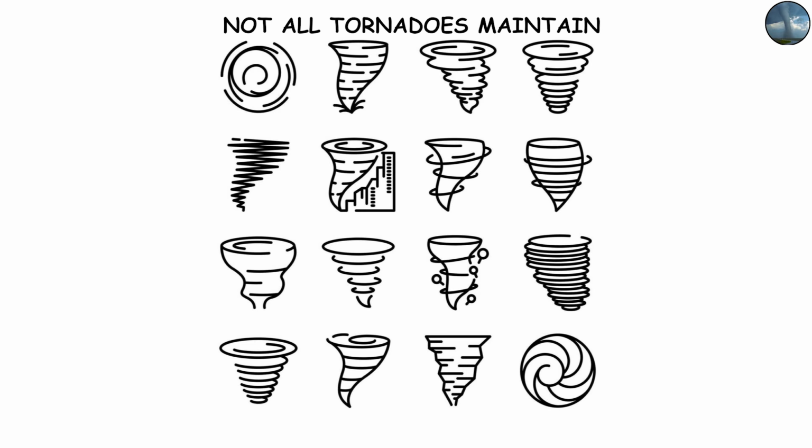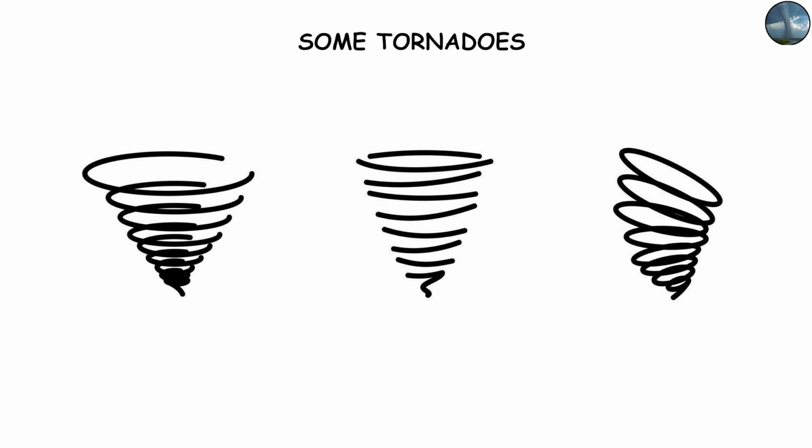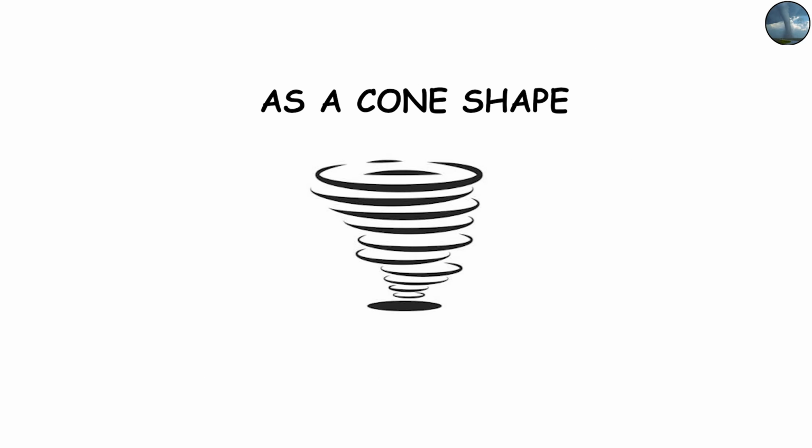Not all tornadoes maintain one shape throughout their lifetime. Many begin as narrow ropes, widen into cones or wedges as they grow stronger, and then shrink back into ropes as they dissipate. Some tornadoes also have hybrid appearances, such as a cone shape that tapers into a narrow trunk before widening again near the ground.